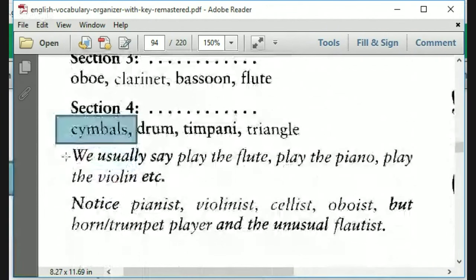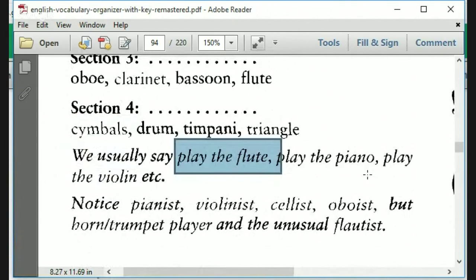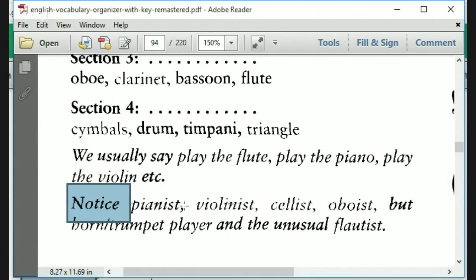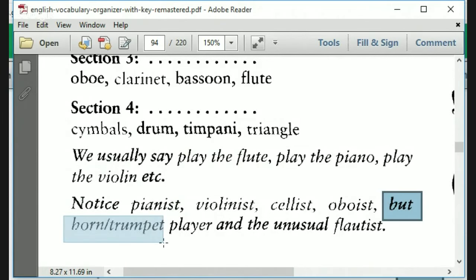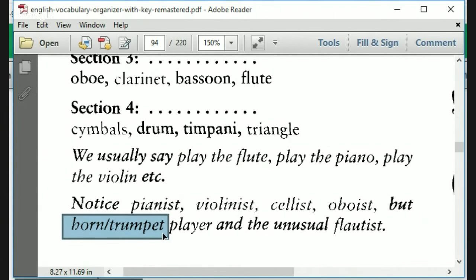A couple notes. We usually play the flute, play the piano, play the guitar, play the violin. We normally use the verb play in association with an instrument, of course. And we have many ways to indicate the player, the person who's playing. Sometimes we add the suffix -ist, as in pianist, violinist, cellist. But, well, with no really specific way to divide it up, sometimes we use player, as in trumpet player. We don't say trumpetist. We say trumpet player.